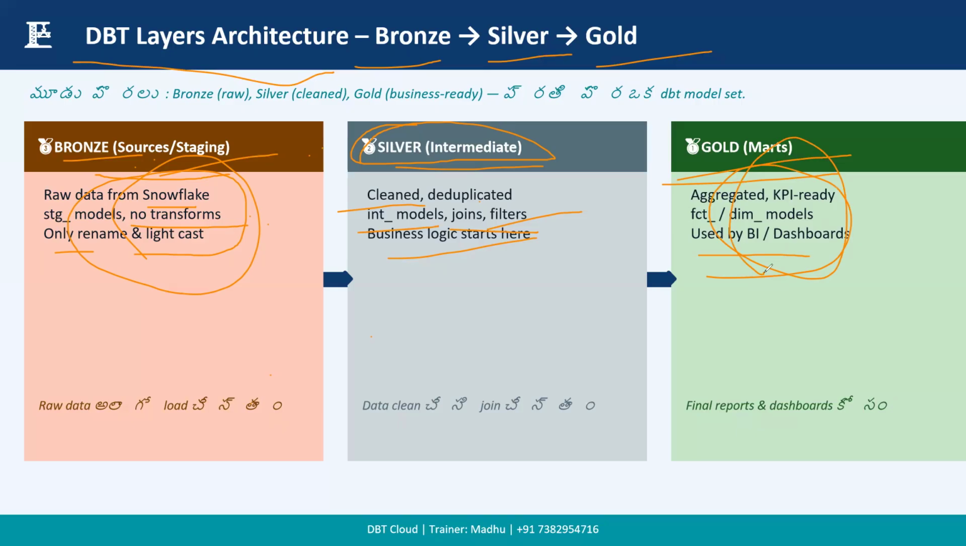Every DBT project should follow this pattern: bronze, source, staging; silver, intermediate; gold, marts. Data as it is, then clean, then business logic. These are the layers.